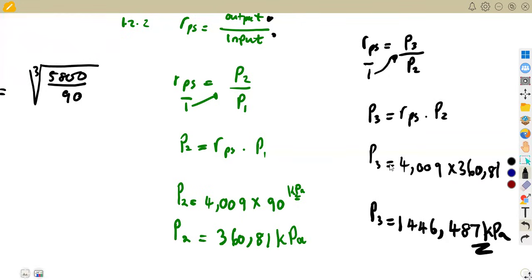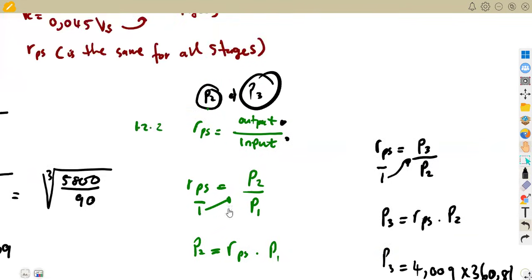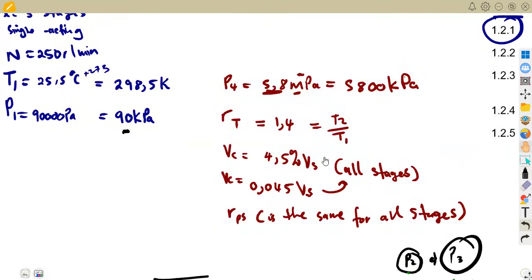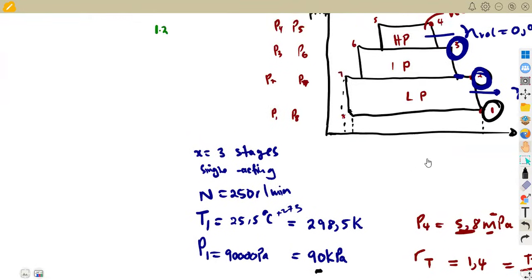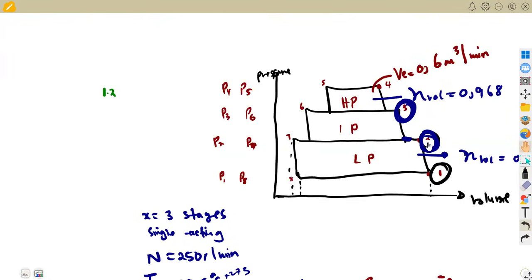The ratio of the output to the input, at a certain stage, for a given cylinder. Which cylinder are you working with? What is your output in that cylinder? Our output in the first cylinder, which is our low pressure, is P2. Input is P1. In the intermediate, P3 is now our output, P2 the input. The same in the high pressure: P4 is the output, P3 will be your input.